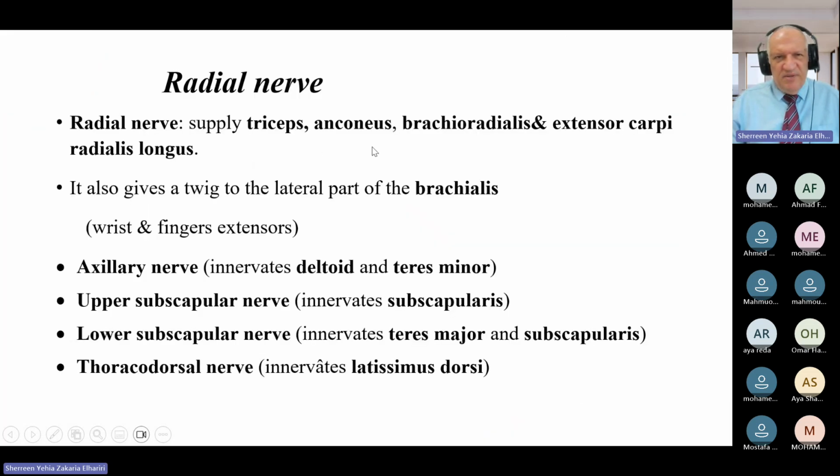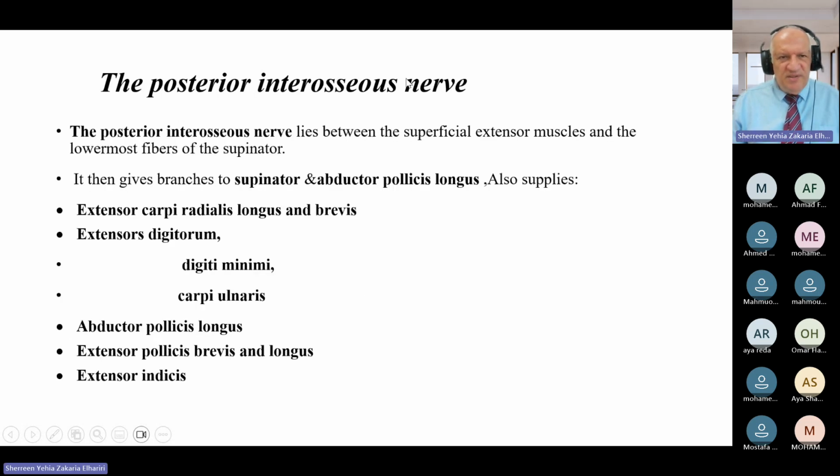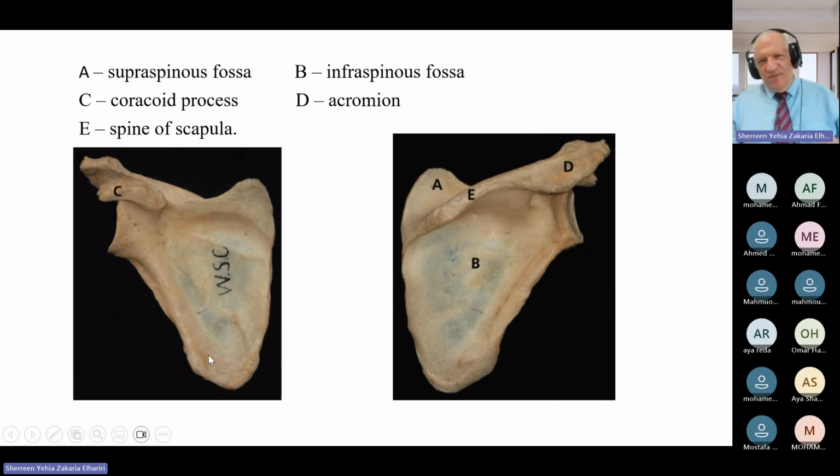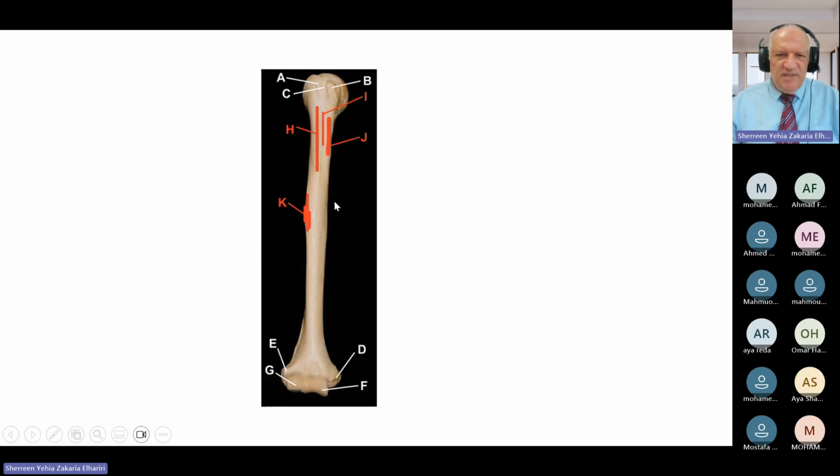Radial nerve of the posterior cord supplies triceps, anconeus, brachioradialis, extensor carpi radialis longus. Axillary nerve gives deltoid, teres minor. Upper and lower subscapular and thoracodorsal nerves. Posterior interosseous gives extensor muscles like extensor carpi radialis, extensor digitorum, extensor digiti minimi, extensor carpi ulnaris, abductor pollicis longus, extensor pollicis brevis and longus, extensor indicis. This is for bone. Bone is easy, just the scapula. Muscles attached to the scapula are not common because they have no surgical importance.